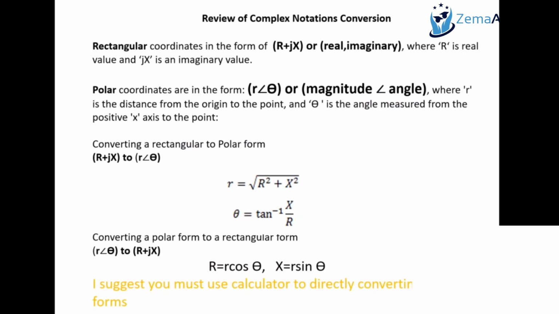This is a quick revision slide on how we can convert polar into rectangular form, rectangular into polar form. I shouldn't be doing it, but just to make sure that we do know how to use a calculator to convert rectangular form to polar form and vice versa, because in this lecture, in this learning outcome, we will be using these complex notations quite a lot.